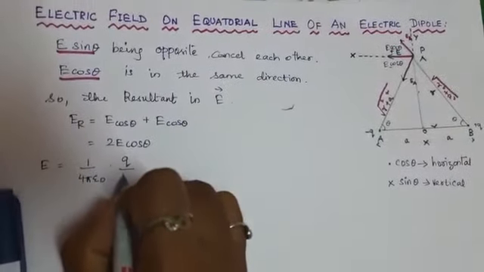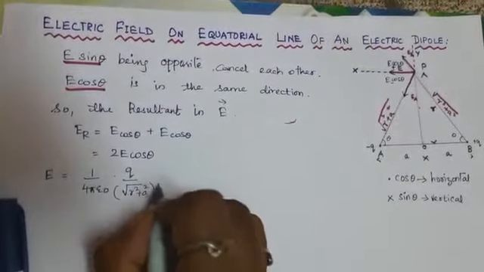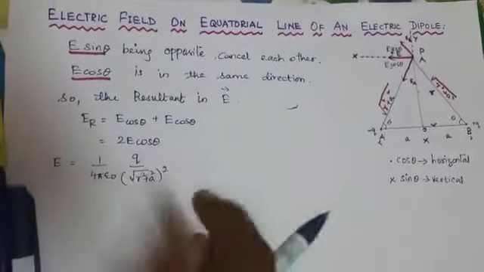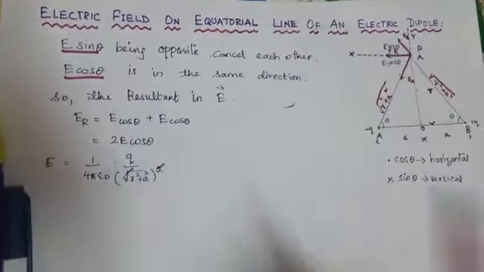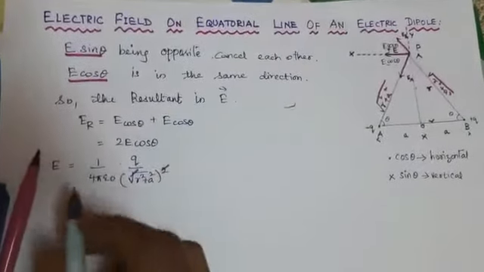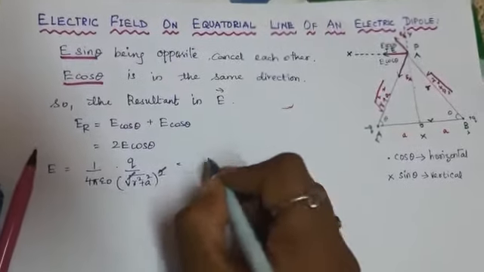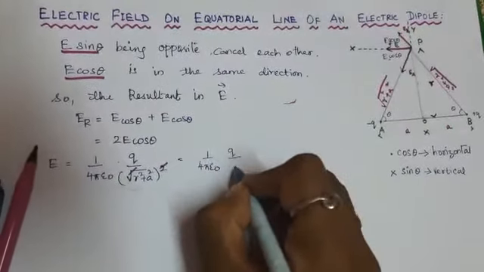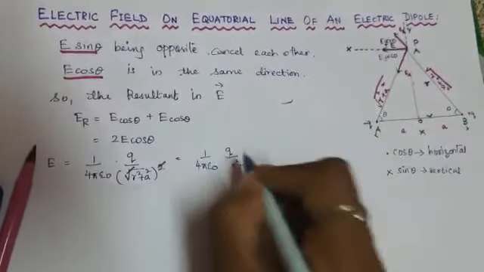So root of r square plus a square the whole square, because r square, 1 by 4 pi epsilon naught q by r square is the formula. So if you take like that, what will happen? This square and this root get cancelled. So what will you be getting as the final answer? That's nothing but 1 by 4 pi epsilon naught q by r square plus a square.